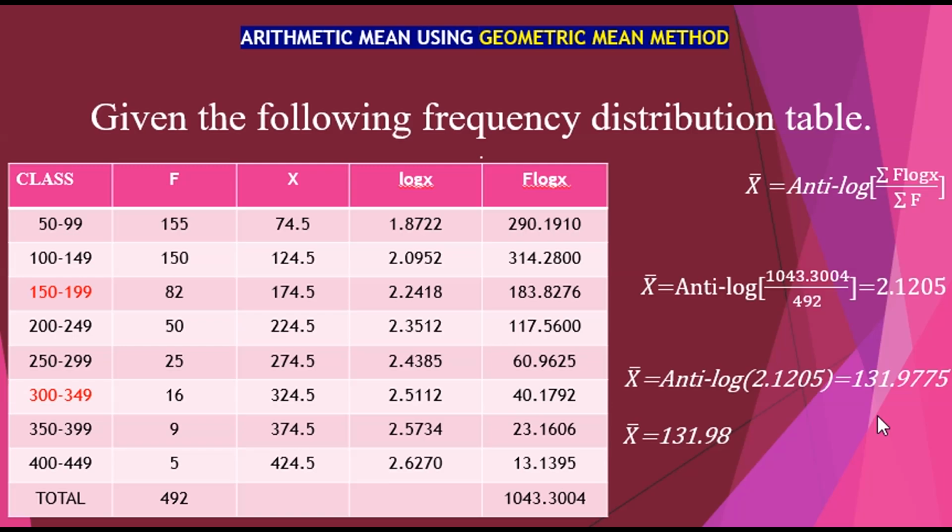In looking for the anti-log of this value on a calculator, you press the second function over the natural log, and it gives us 10 to the power x, the second function. Then you open the bracket, place this value there, 2.1205, close the bracket, then press the equals sign. It's going to give us 131.9775.